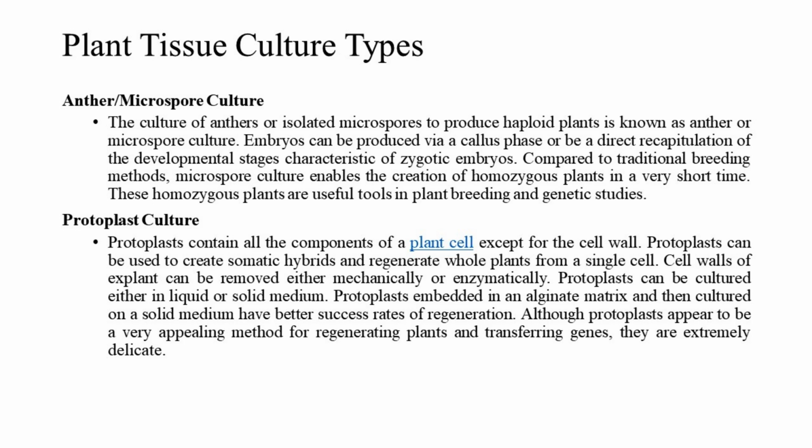Protoplast culture. Protoplasts contain all the components of a plant cell except for the cell wall. Protoplasts can be used to create somatic hybrids and regenerate whole plants from a single cell. Cell walls of explant can be removed either mechanically or enzymatically. Protoplasts can be cultured either in liquid or solid medium. Protoplasts embedded in an alginate matrix and then cultured on a solid medium have better success rates of regeneration. Although protoplasts appear to be a very appealing method for regenerating plants and transferring genes, they are extremely delicate.